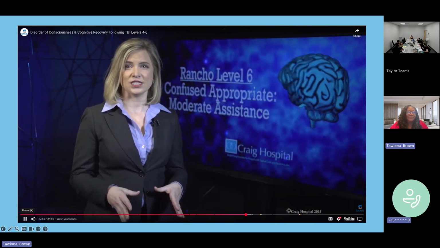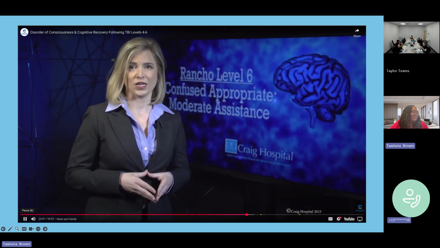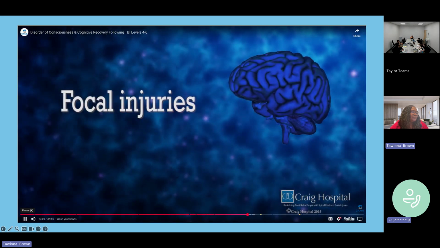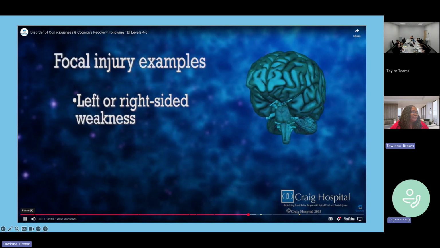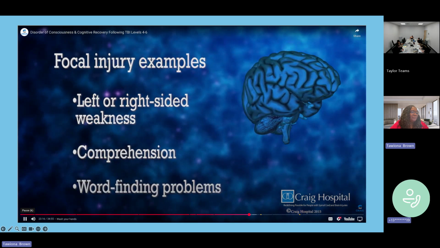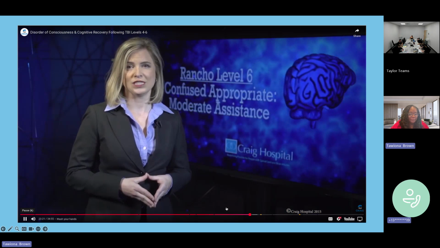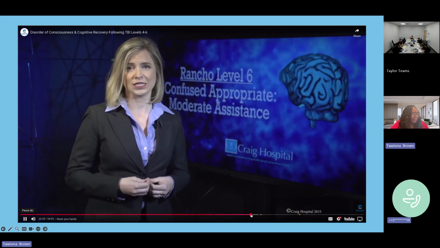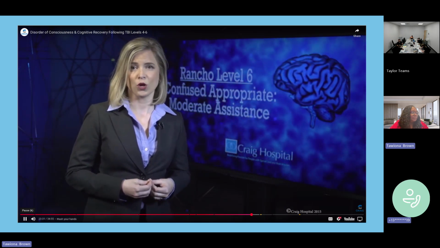At this level, deficits that are related to the specific areas of injury to the brain are able to be better evaluated. Although they can be noted in earlier levels, these are called focal injuries. Examples of focal injury deficits might include left or right-sided weakness, difficulty understanding what is said to them, or not being able to think of the words they want. Your rehabilitation team will be able to provide you with specific information regarding any focal injury deficits your family member may be experiencing. Here's an example of someone who is at Rancho Level 6, confused but appropriate.